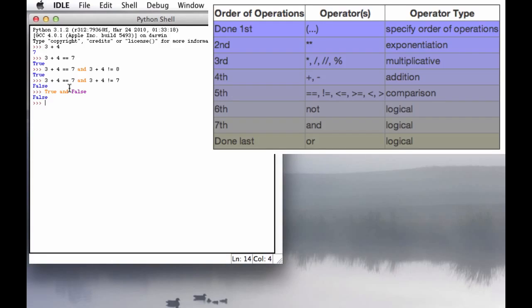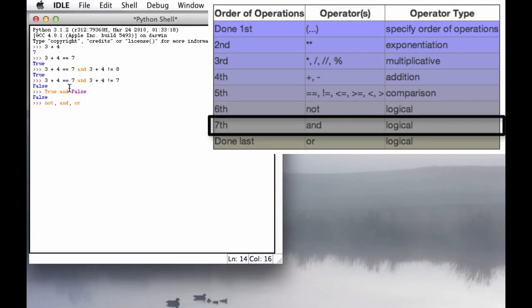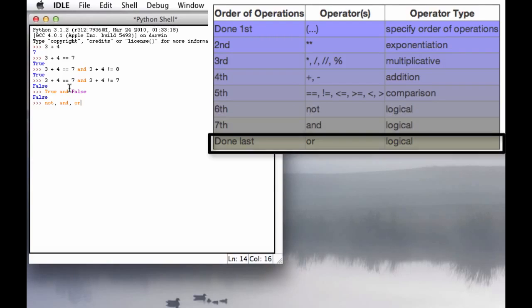So not only do we have to consider that arithmetic operations come first, comparison operators second, and logical operators third, but logical operators actually have a precedence as well. We said that we have not, and, or as logical operators. This is the order that they actually occur. We do the not operation first, the and operation second, and then the or operations last.